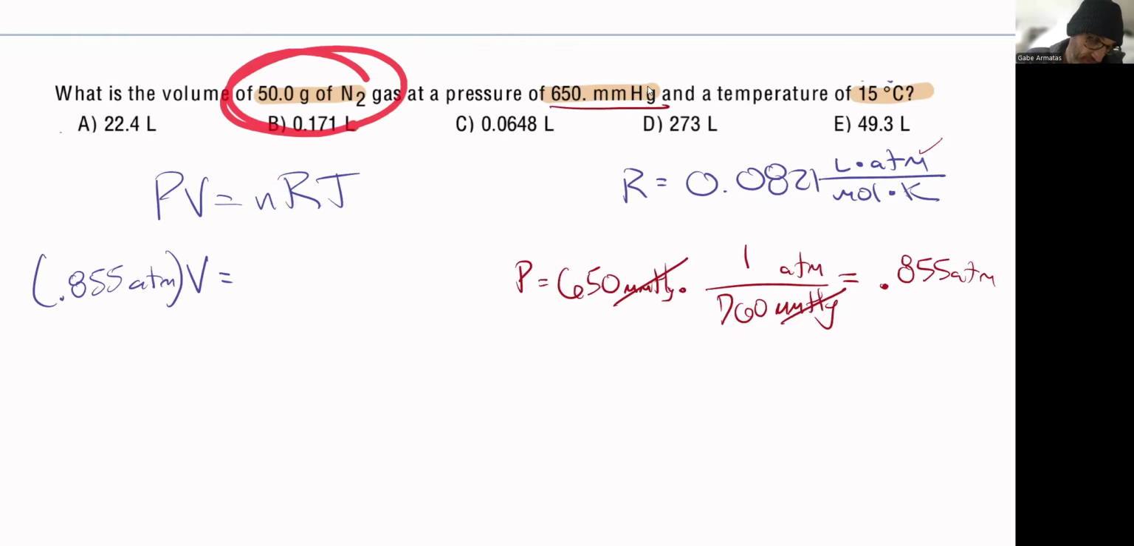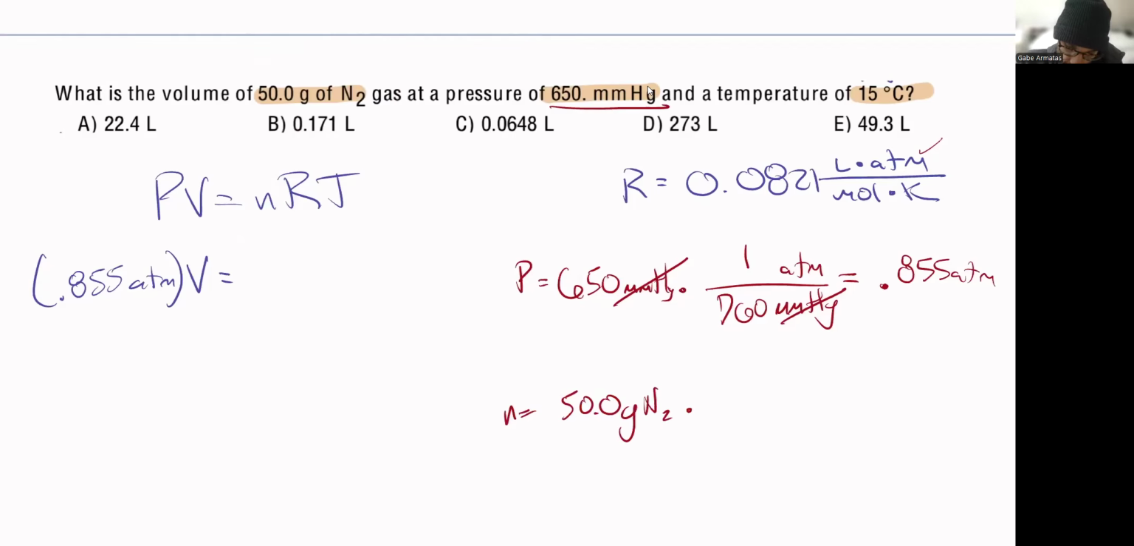Well, I have 50 grams and I know that it's nitrogen. We can convert that, right? If I asked you to convert 50 grams of nitrogen into moles, you can do that. So my moles, I have 50 grams of N2 times fraction. I want grams of N2 to go away. I want moles of N2 to remain. 1 mole of nitrogen is 28.02 grams.